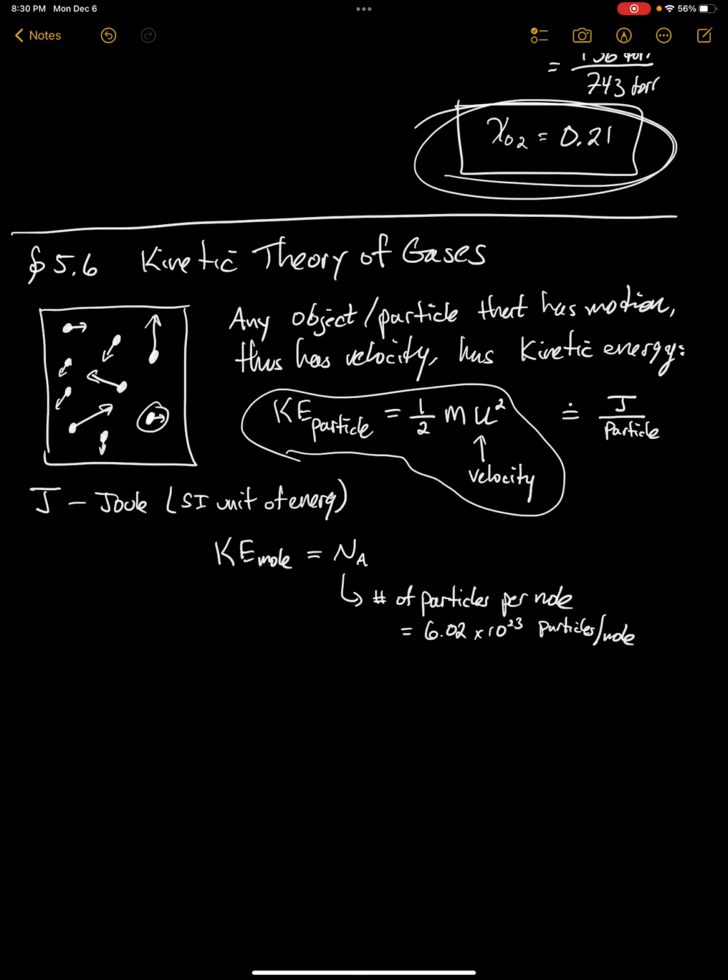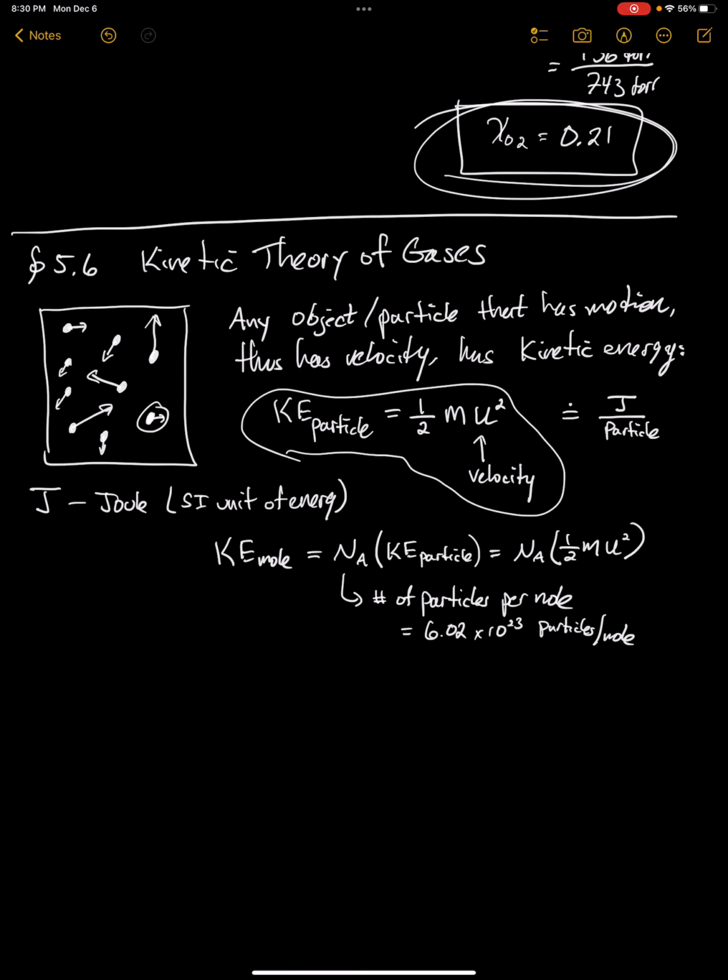Okay? So the kinetic energy of a mole of particles is the number of particles per mole times the kinetic energy of a particle, which we've already defined above, which is just 1/2 times the mass of that particle times the velocity of that particle squared.